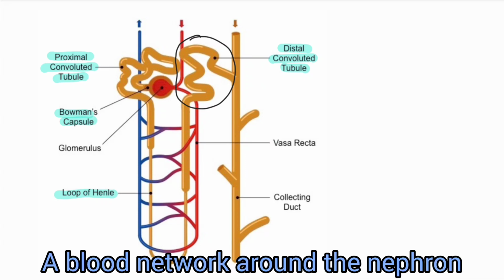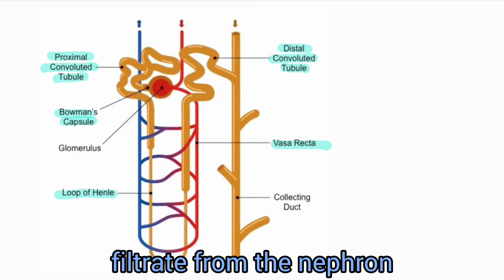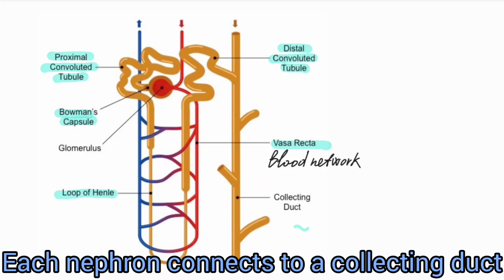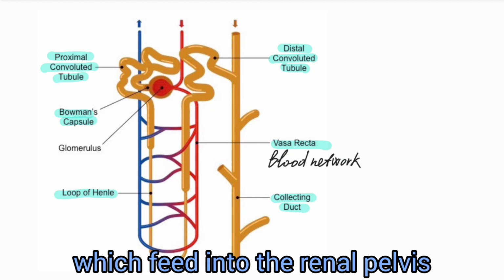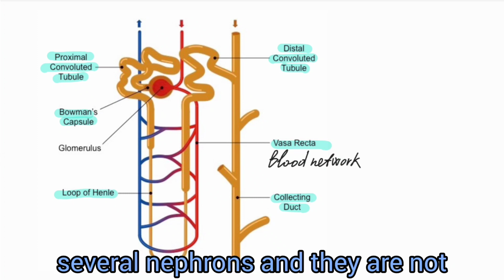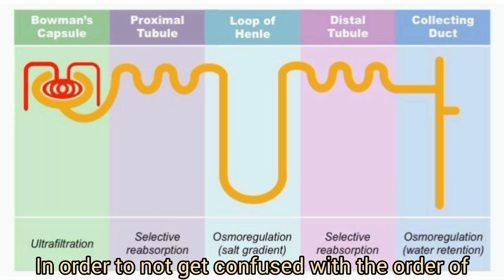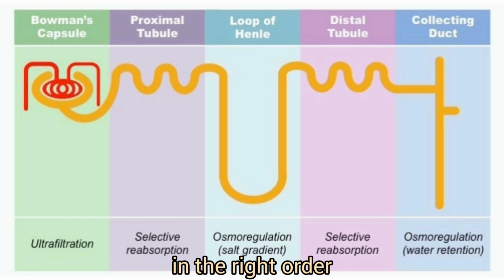A blood network around the nephron is called the vasa recta, and it reabsorbs components of the filtrate from the nephron. Filtrate is formed in Bowman's capsule. Each nephron connects to a collecting duct via the distal convoluted tubule, which feeds into the renal pelvis. The collecting ducts are shared by several nephrons. They are not technically considered to be part of a single nephron. In order to not get confused with the order of the process, this diagram clearly shows what happens in which part of the nephron in the right order.